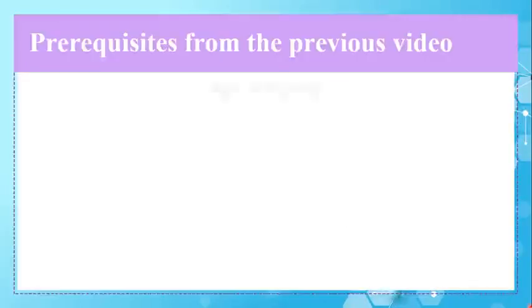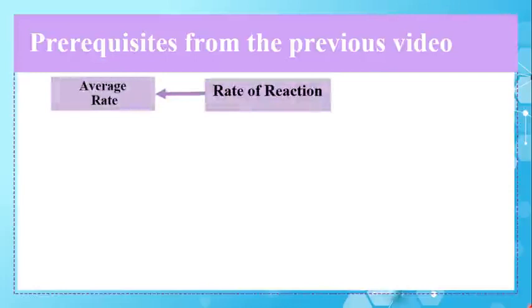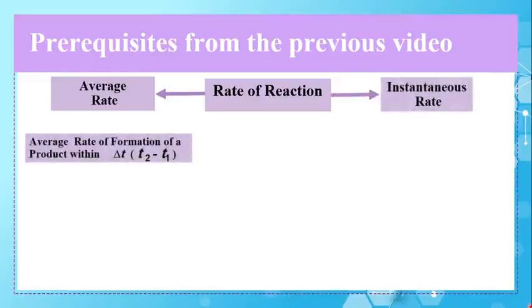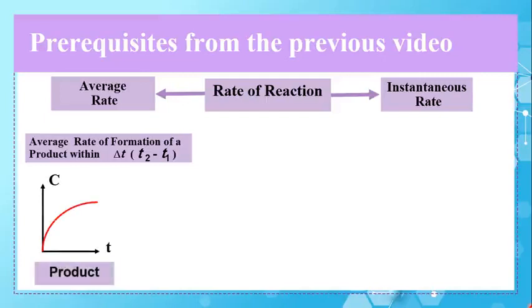You know from the previous video that the rate of the reaction during an interval of time is called average rate. Today, we are going to identify the instantaneous rate of a reaction. You also know that to determine the average rate of formation of a product within an interval of time delta T equal T2 minus T1, we have to choose 2 points on the kinetic curve of the product. These 2 points must have as abscissa T1 and T2.